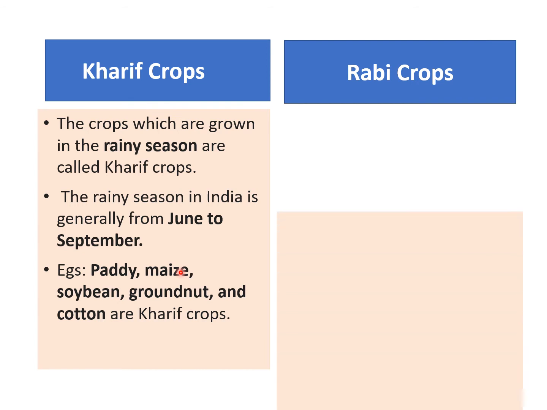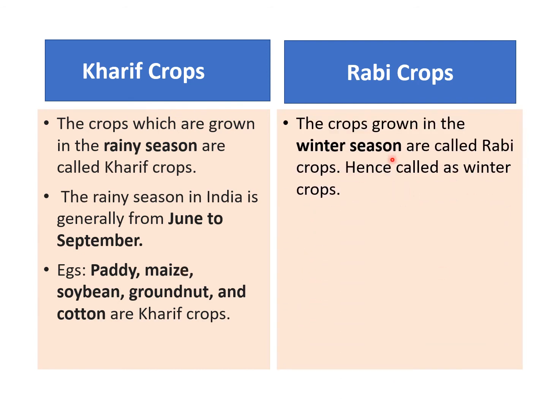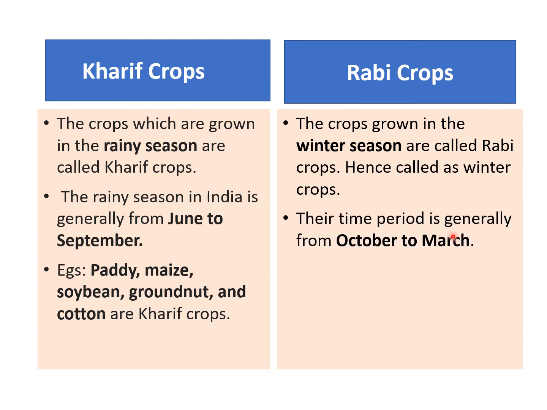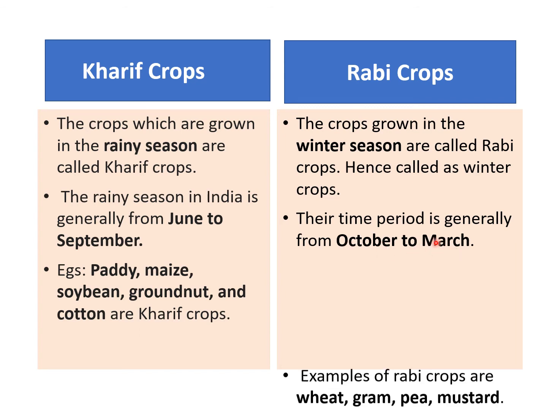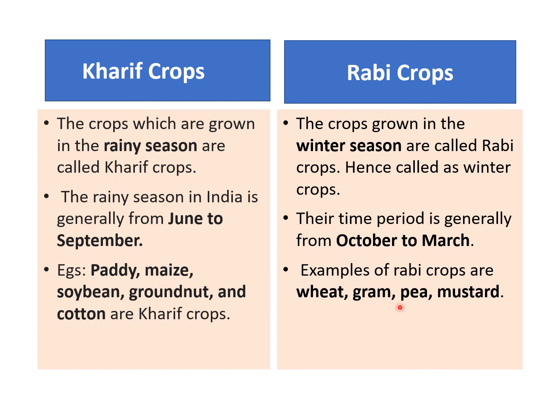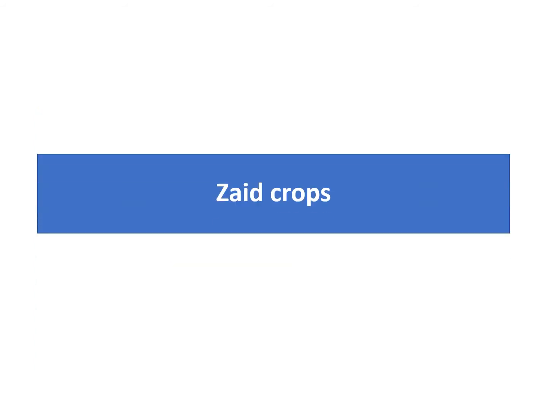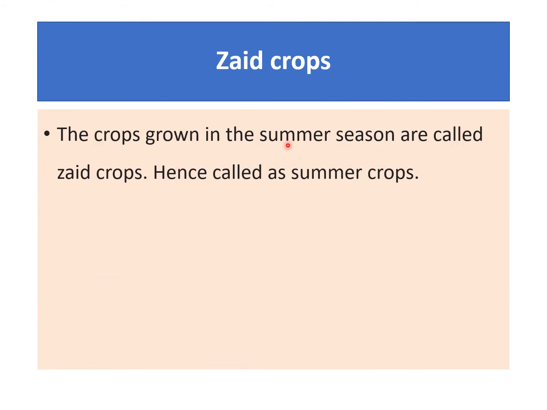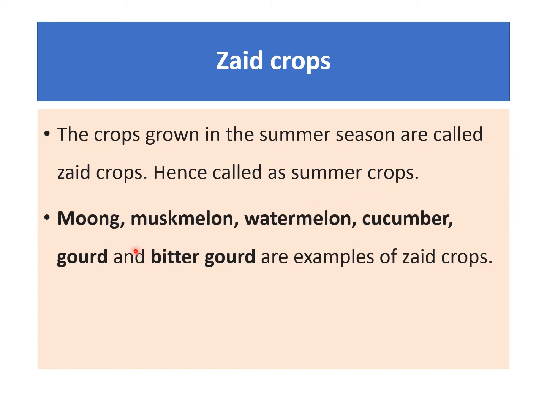Now what are Rabi crops? These crops are known as winter crops because they are grown in winter, right? Their period of growth is October to March. Examples include wheat, gram, pea and mustard. Now what about Zaid crops? These are the summer crops as these are grown in summer, right? The examples include moong, muskmelon, watermelon, cucumber and bitter gourd. So these are the Zaid crops. You must remember all types of crops, right?